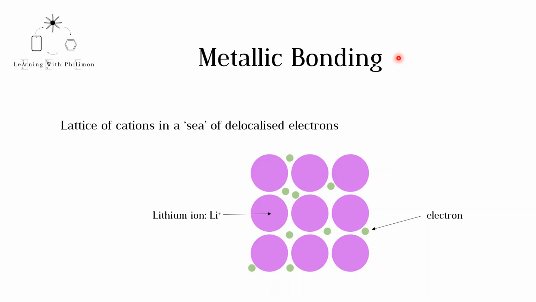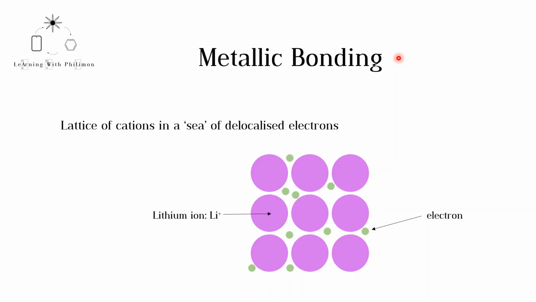In this video, we will be looking at metallic bonding and some properties of metals. In previous videos, we looked at covalent bonding, how non-metal atoms bond with each other, and ionic bonding, how metal atoms bond with non-metal atoms. Metallic bonding only involves metal atoms. Let's take a sample of pure lithium as an example.